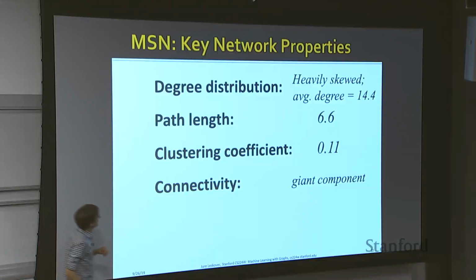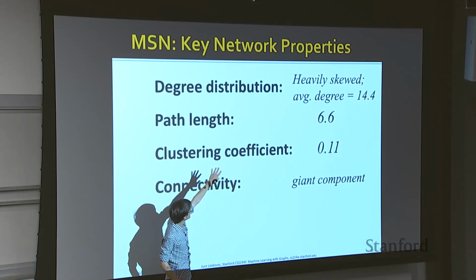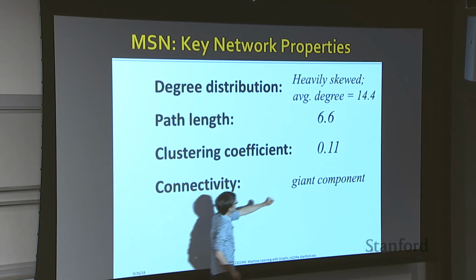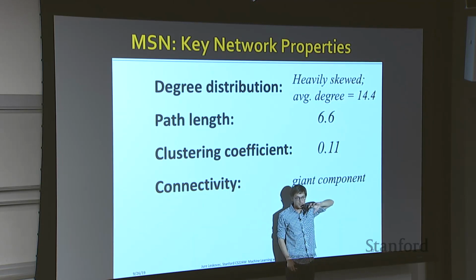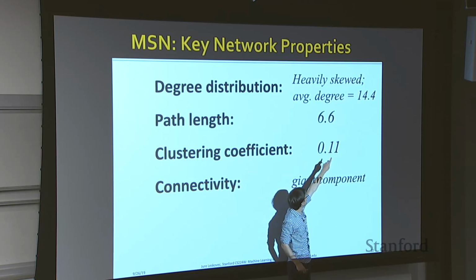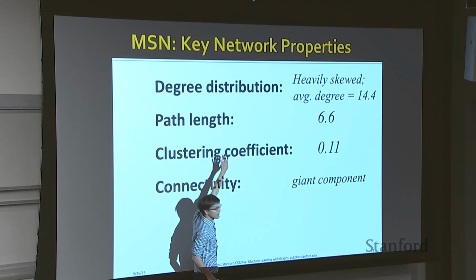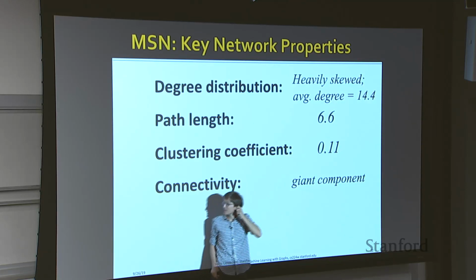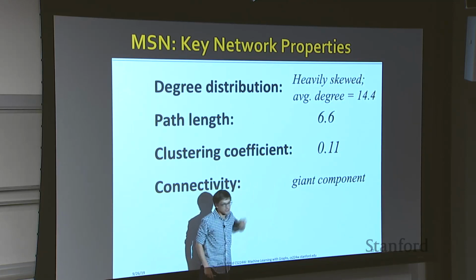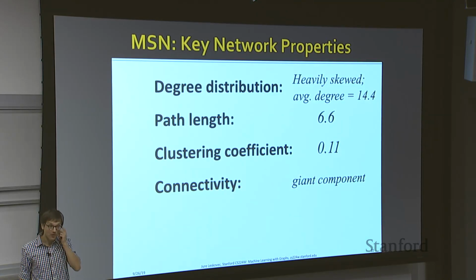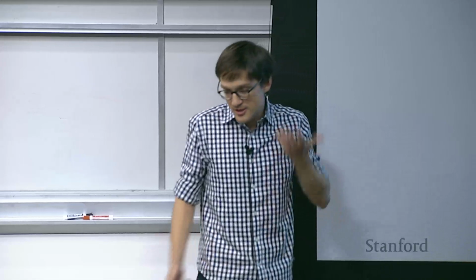What did we learn? We learned that the degree distribution has this weird kind of axis-aligned shape, and we have about 200 million nodes and 1.3 billion edges. So the average degree is around 14. The average shortest path length is 6.6. The clustering coefficient is 0.11, and the graph is connected. We have this giant connected component. Okay? So now these are just some numbers.